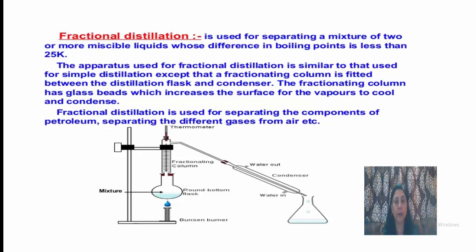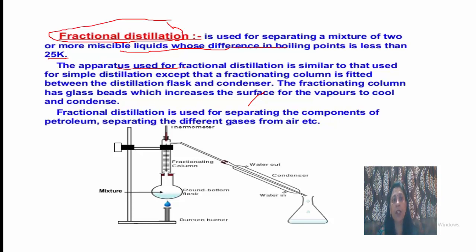Now fractional distillation. Fractional distillation is used for separating a mixture of 2 or more miscible liquids whose difference in boiling point is less than 25 Kelvin. जो principle behind fractional distillation यही है that the liquids have different boiling points और उन दोनों के boiling points का difference less than 25 Kelvin होना चाहिए.